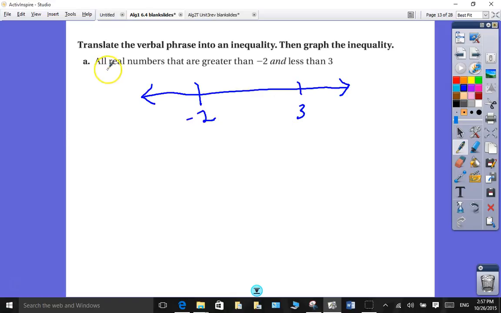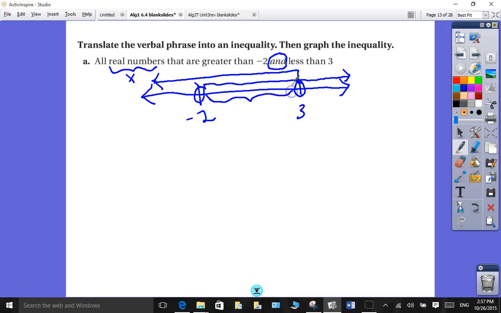If we're looking for all the real numbers, which again is our x, that are greater than -2, that would say that they have to be to the right of -2. And they're less than 3, that would say that they are to the left of 3. And the fact that we're using an "and" means that we're only interested in the part of the number line where both of those are true. And where is that? That is true in between -2 and 3.